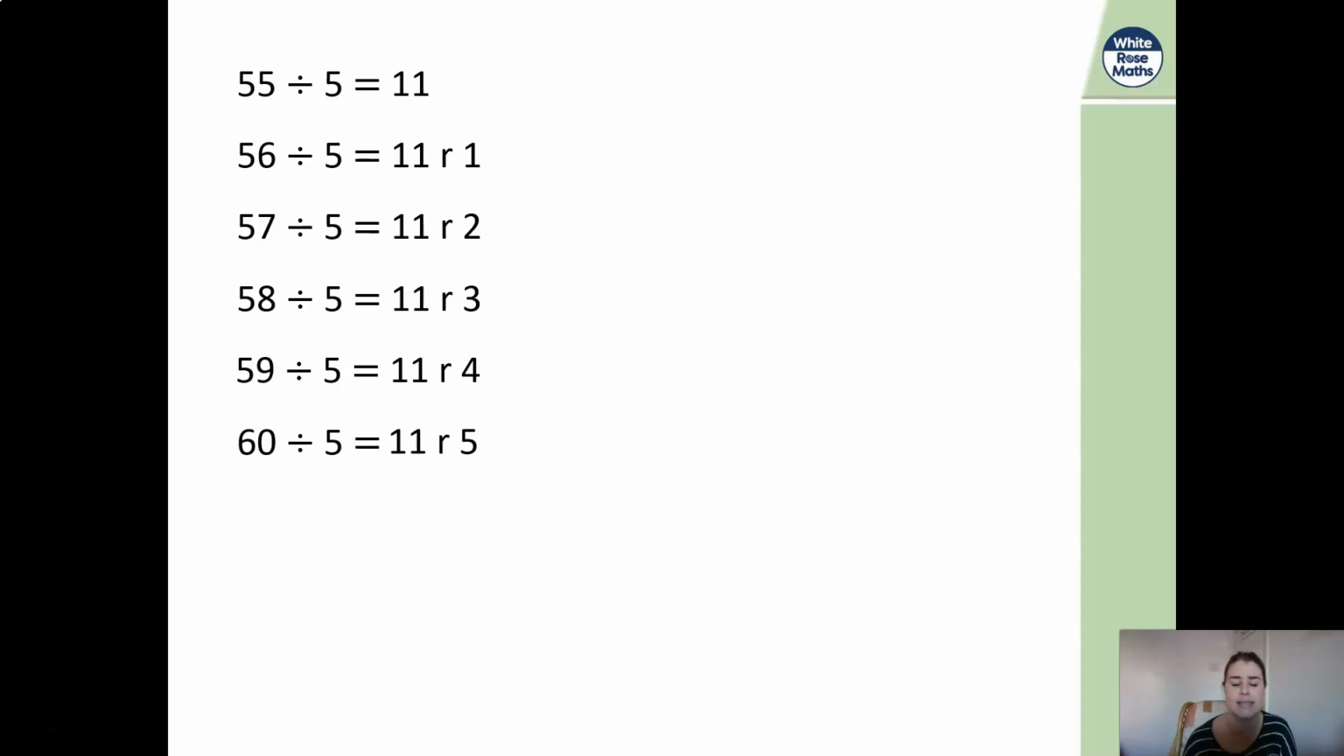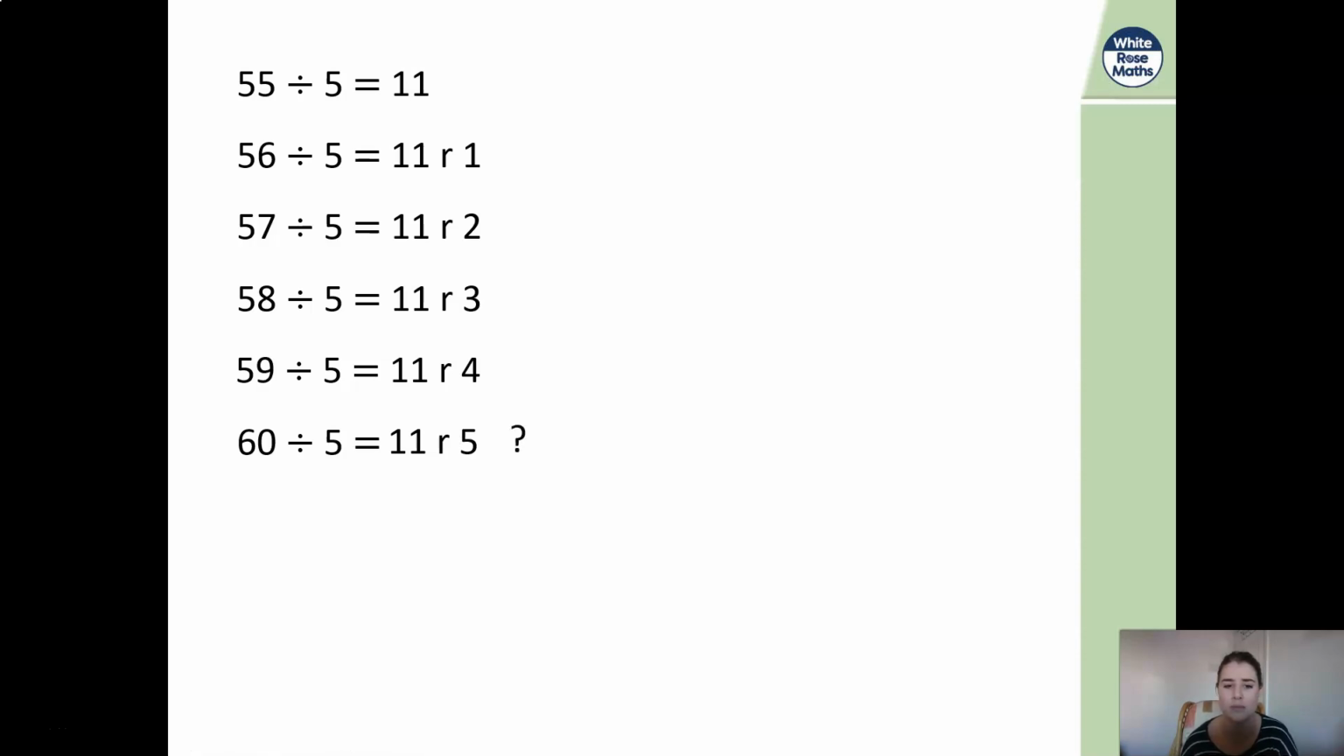So if I then get to 60, well, if I'm following the pattern of it being remainder 1, 2, 3, 4, that must mean that 60 divided by 5 is 11, remainder 5. Can anyone spot my mistake in that sum? Okay, well, I know that 60 is a multiple of 5. So that means that I can't have remainder 5, because that would tell me that the answer becomes 12, because I know that 5 goes into 60 exactly 12 times.